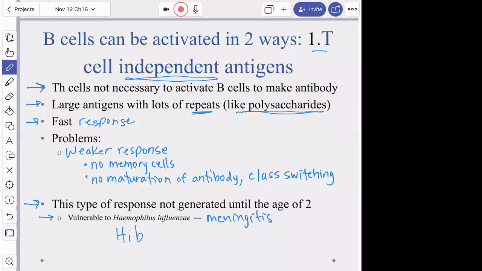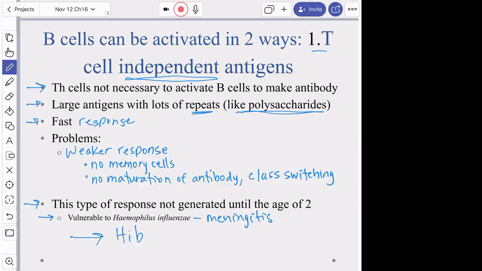All right, so this is the main reason I wanted to talk about T-independent antigens, because it's vitally important that babies get their Hib vaccine. And again, parents may think, oh, I never heard of that. Nobody ever gets that. That's because adults don't get it because we have a good immune response to it. And we almost never get it, but babies are very susceptible to it. So this is, again, typically one of the first vaccines that babies get, and it's important because obviously you don't want your baby to get meningitis.